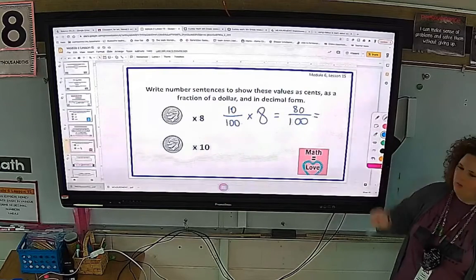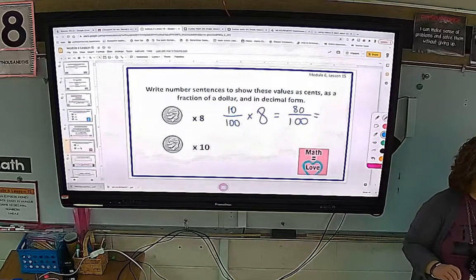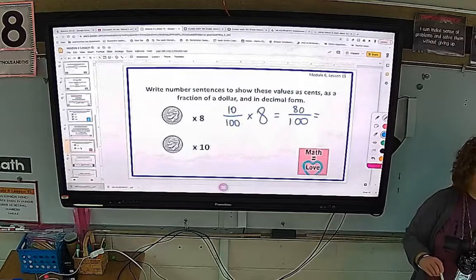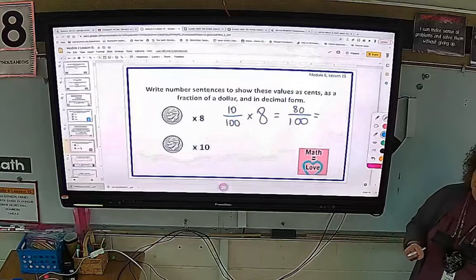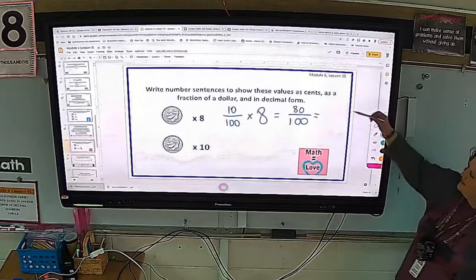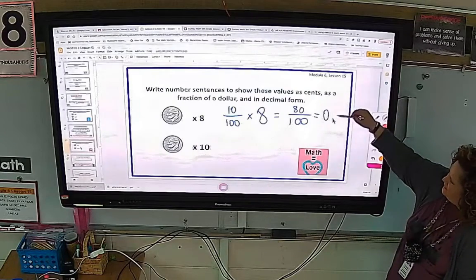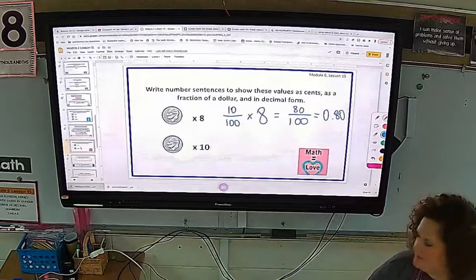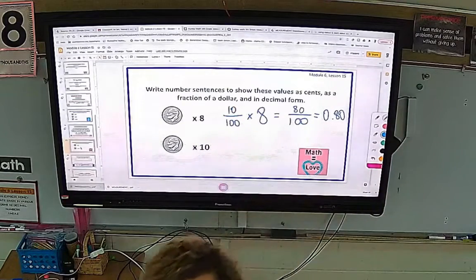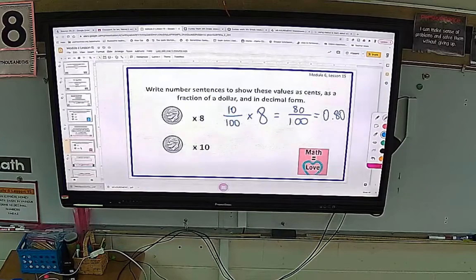Oh, wow. You have to go back a few days. What does that look like as a decimal? Come on. 0.80. Okay. What happens if I have 10 dimes? Everybody should know this. It becomes much more important to you as you get older. What happens when you have 10 dimes? You have a whole dollar.